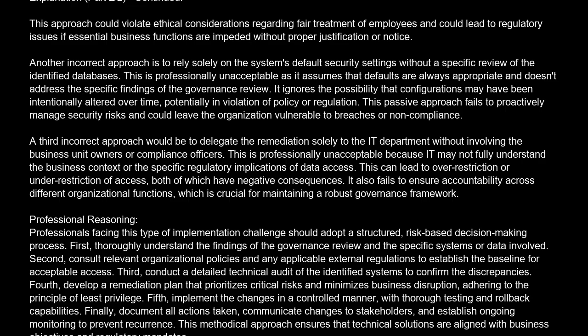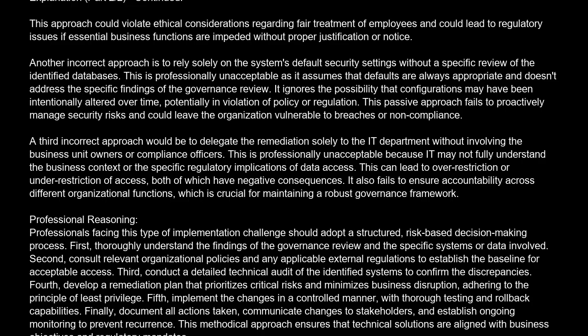Professional reasoning. Professionals facing this type of implementation challenge should adopt a structured, risk-based decision-making process. First, thoroughly understand the findings of the governance review and the specific systems or data involved. Second, consult relevant organizational policies and any applicable external regulations to establish the baseline for acceptable access. Third, conduct a detailed technical audit of the identified systems to confirm the discrepancies. Fourth, develop a remediation plan that prioritizes critical risks and minimizes business disruption, adhering to the principle of least privilege.